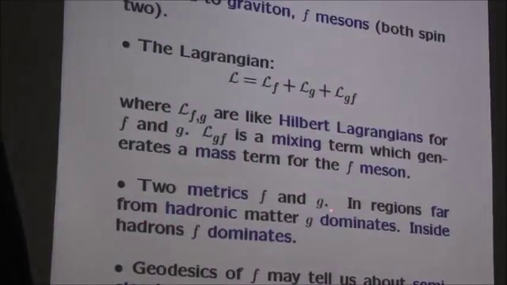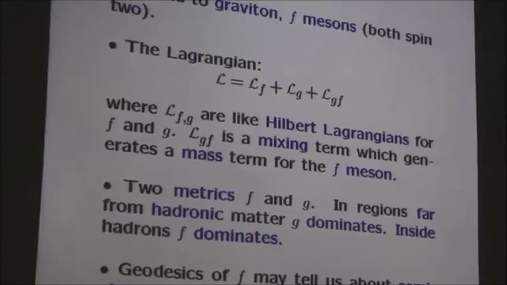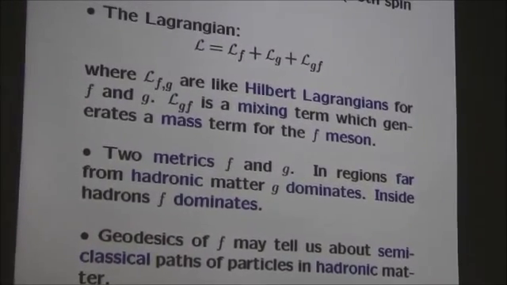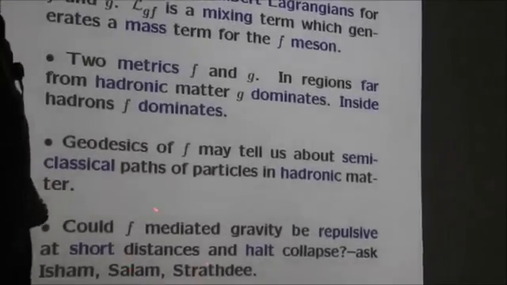And they said that in far regions from hadronic matter, g dominates, inside hadrons, f dominates. And if you look at geodesics of f, you can ask the question whether f-mediated gravity can be repulsive at short distances, and so on and so forth. So there are various questions they ask.